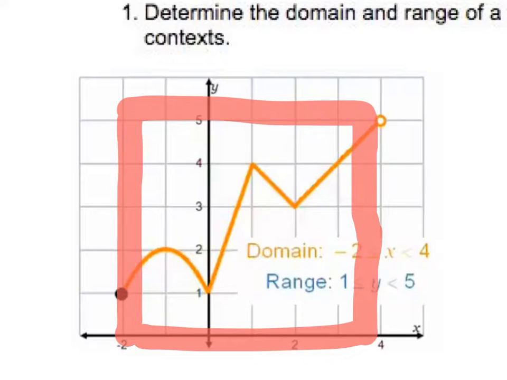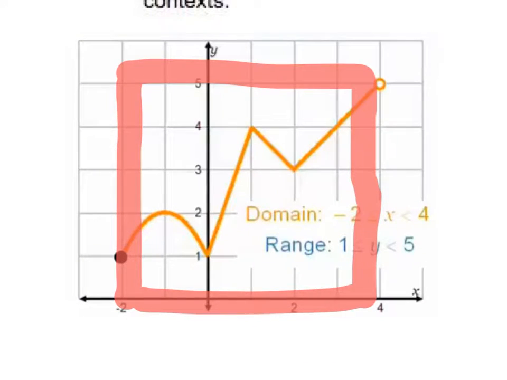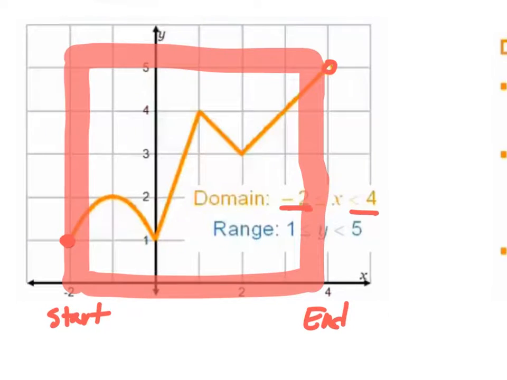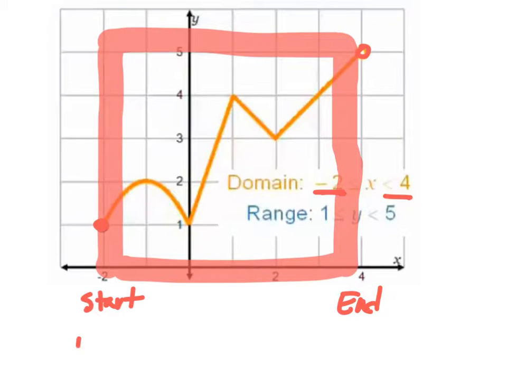So, where do you start? Where do you end? You go from left to right. We start at -2, and we include -2 because there's an actual point there, but we don't include 4 because there's an open hole at 4. You could even put this in inequality notation. If you wanted to say your domain in interval notation, you could say bracket -2, comma 4, parenthesis.